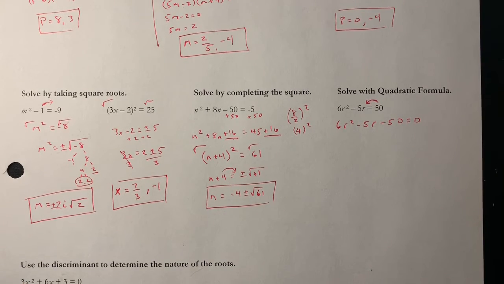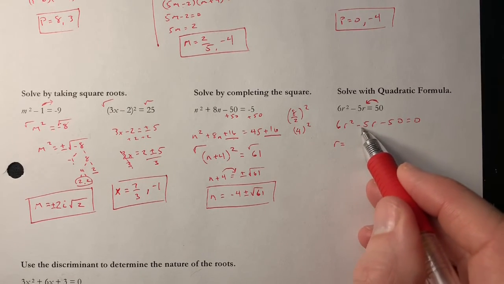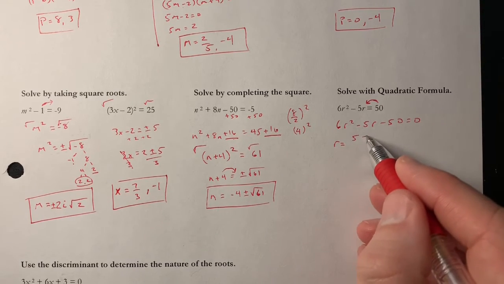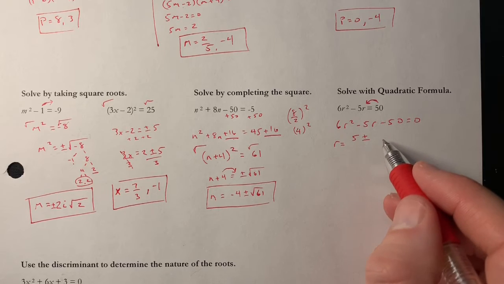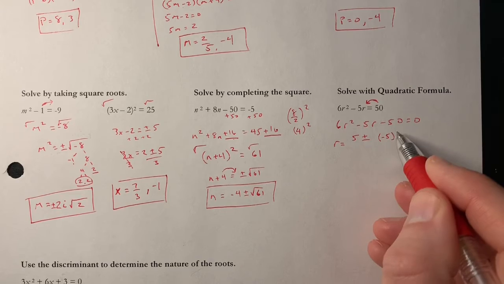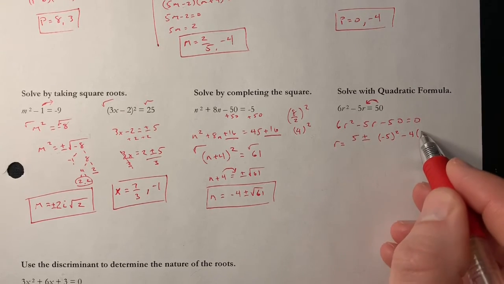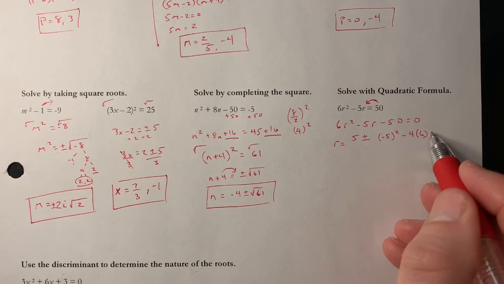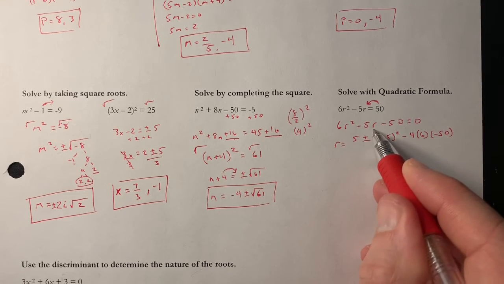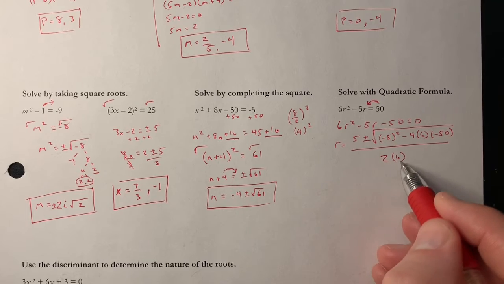So as I put that in the quadratic formula, it's r equals the opposite of b. So b is negative 5. Opposite of b is positive 5. Plus or minus the square root, and I'll write in my radical later, of b squared, so that's negative 5 squared, minus 4 times a, which is 6, times c, which is negative 50. And there's my radical, all over 2 times a, and a is 6.